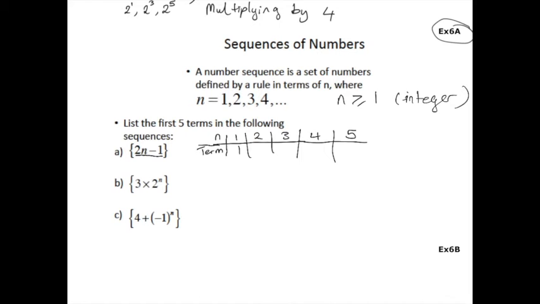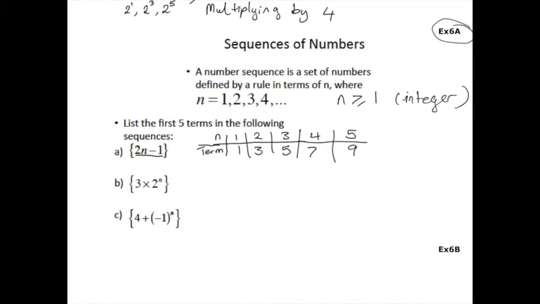When n is 2, what do you get? 3. When n is 3, 5. And you notice a pattern, don't you? They're going up by 2. So it's 7 and 9. Beautiful. This next one won't have that kind of pattern, but have a go.